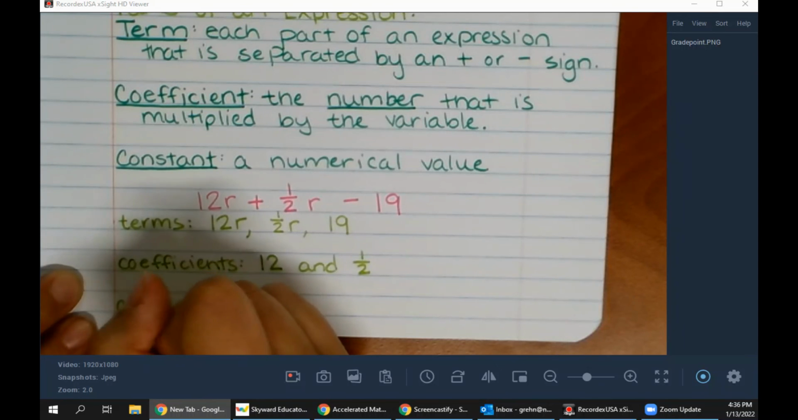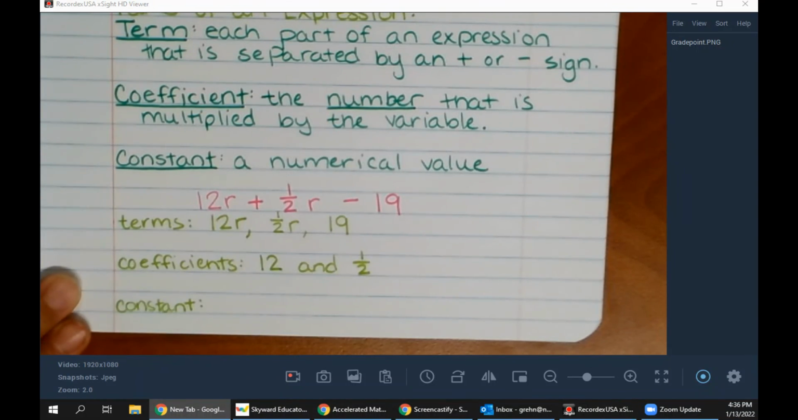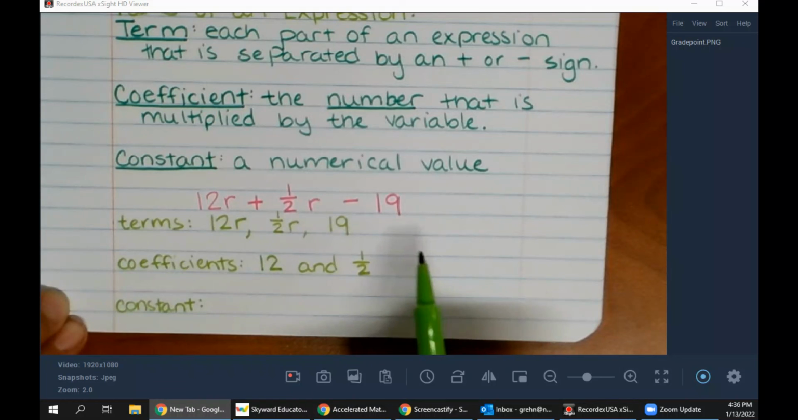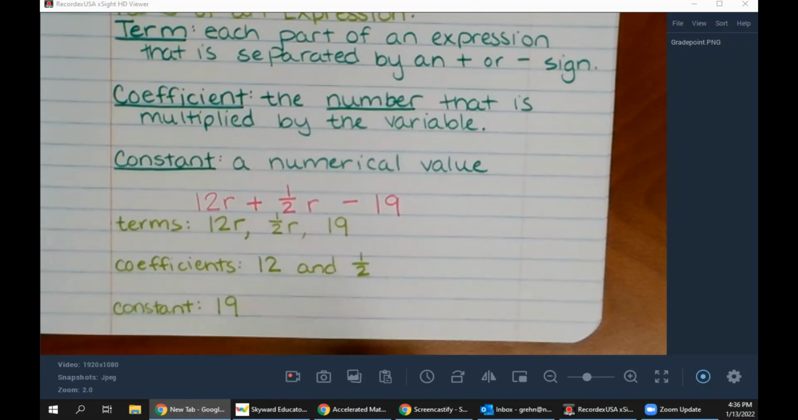Okay, and then lastly, we're going to look for any constants. Remember, a constant is just a numerical value. That means it's just a number, there's nothing else attached to it. If I take a look here, the only spot where we have a number without a variable is at the end here, 19. 19 is just the number 19. It's not going to change. It is constant. And so 19 is our only constant.